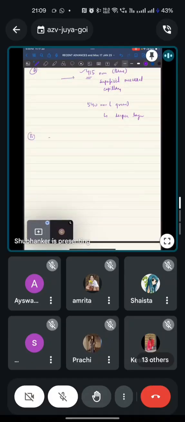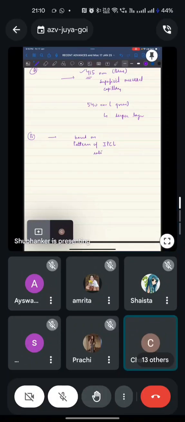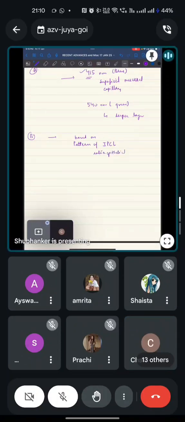Second thing you have to write is that basically this is based on the pattern of IPCL. What is IPCL? This is intrapapillary capillary loop. Yes. Very good, Dr. Chaitra.